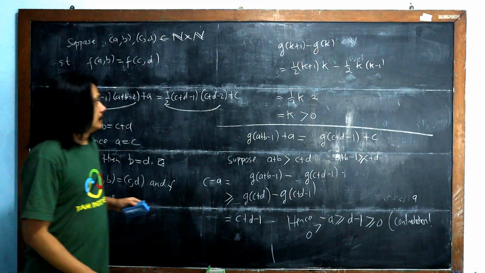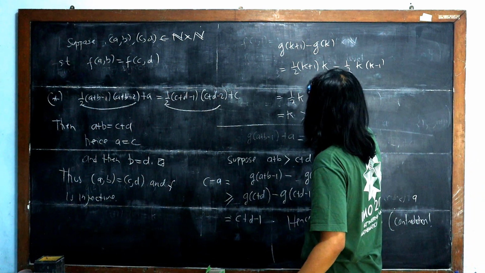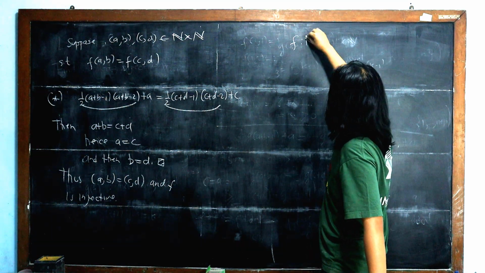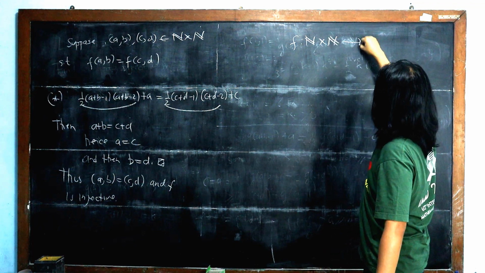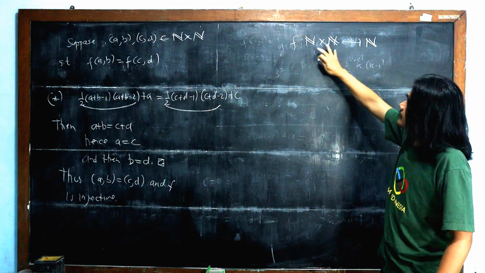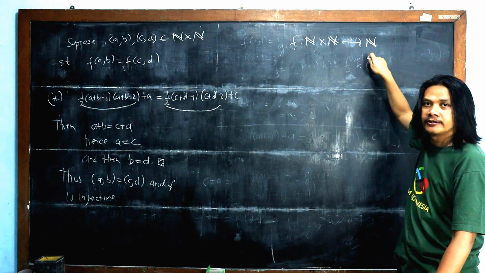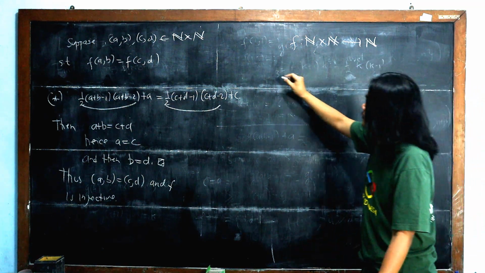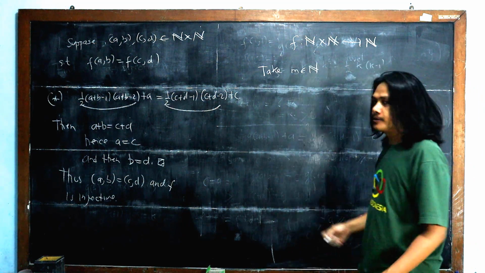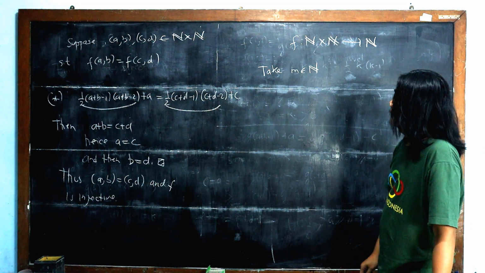Okay. Now we are going to show that F is surjective. What we need to show is that for every element here, we need to find an element of N cross N such that F maps that element to the element that we chose here. Okay, so take m in N. Our objective is to find (a, b) such that F(a, b) is equal to m. Right?